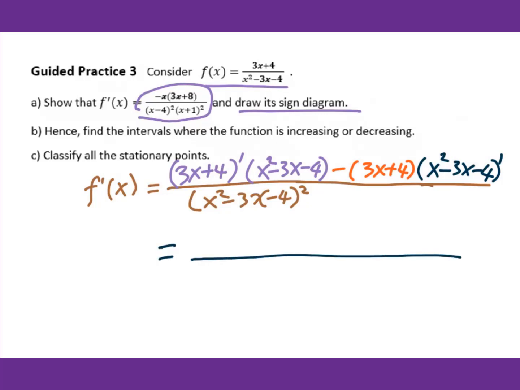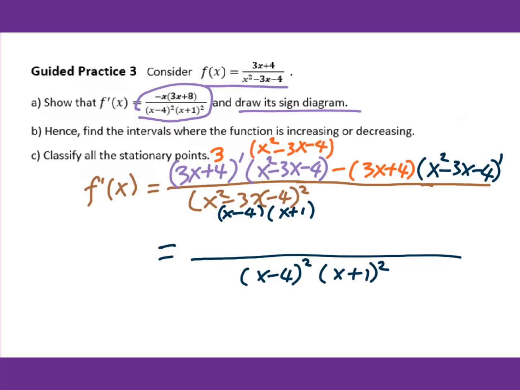Keep going. Denominator, I can factor x minus 4, x plus 1. So we get x minus 4 squared, x plus 1 squared. Derivative for 3x plus 4, that will be 3. This one, you will get the x squared minus 3x minus 4. So we do the distributive property for this. You will get 3x squared minus 9x minus 12.